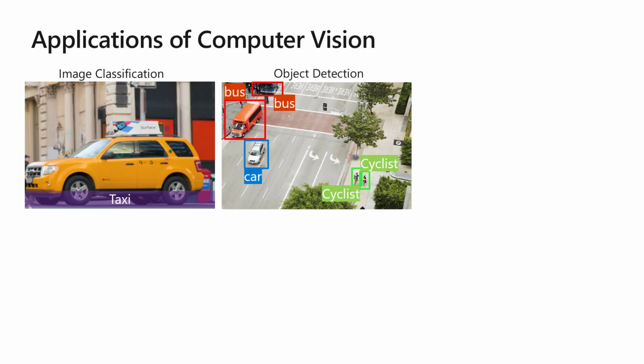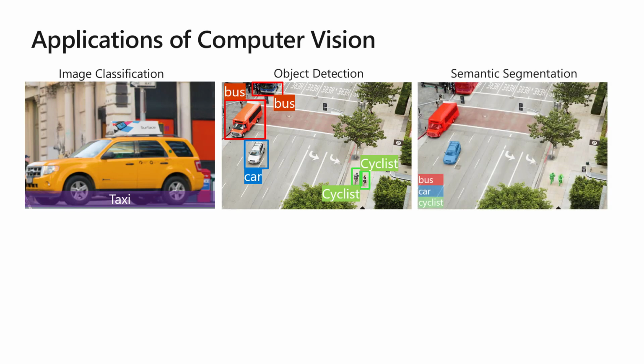Now, another form of computer vision is object detection. And object detection models are trained to classify individual objects in the image and to indicate their location within the image as a bounding box. So for example, we could expand that traffic monitoring solution to detect the presence of multiple classes of vehicles in a single image. Object detection models are used to answer the question, what objects are in this image and where are they?